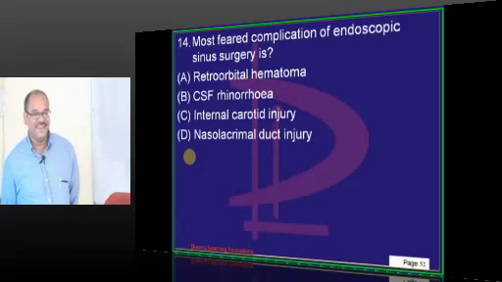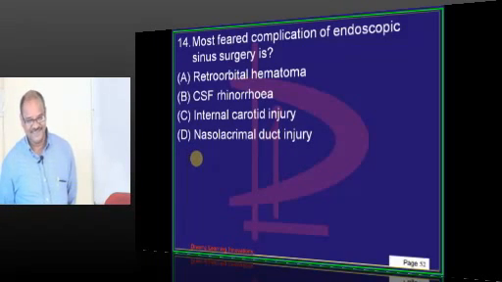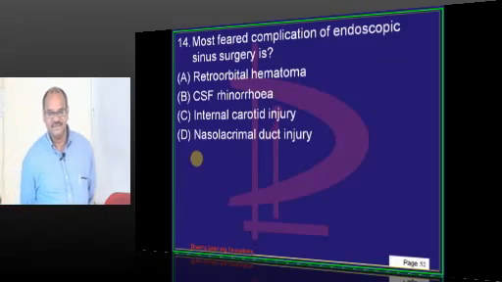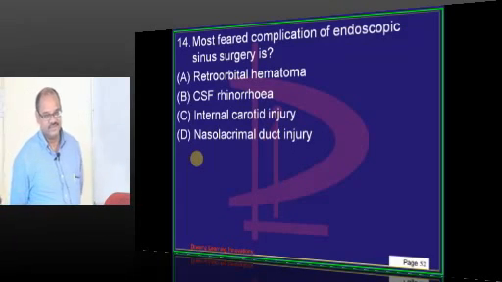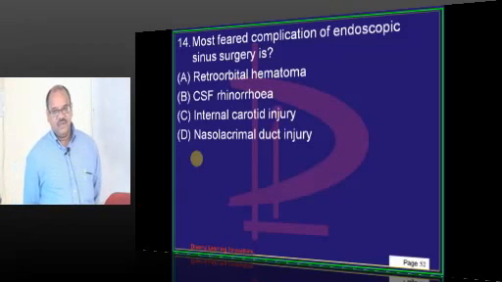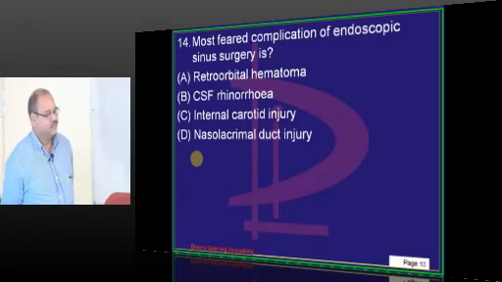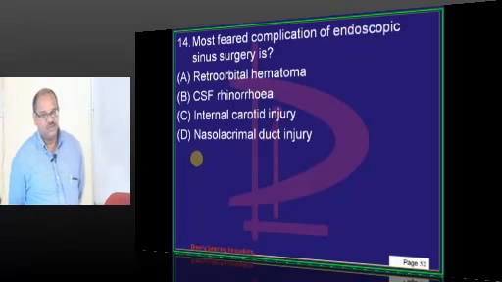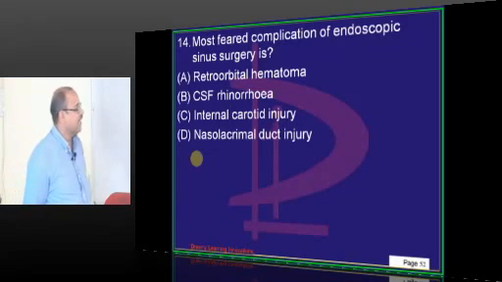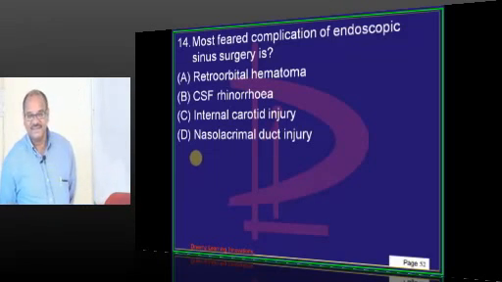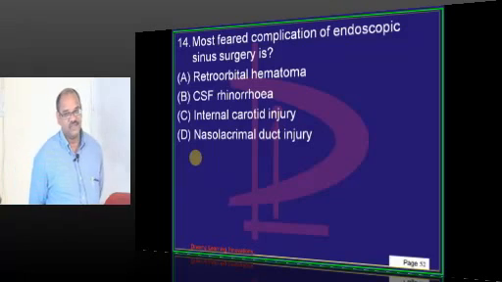CSF rhinorrhea is a relatively common complication. When you do ethmoidectomy and frontal sinus surgeries, a CSF leak can occur. Not quite common, but it can occur easily. Of course, nasolacrimal duct injury can occur, and retroorbital hematoma can occur, all can occur. Internal carotid injury can occur, but read the question carefully. The question is important here because all can occur.